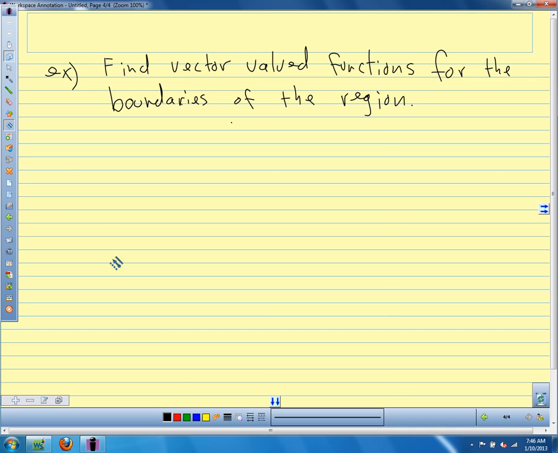So here's our region. We'll do a nice one just in the plane. So we're in the XY plane. Our region is going to be, we're going to go along the x-axis here.